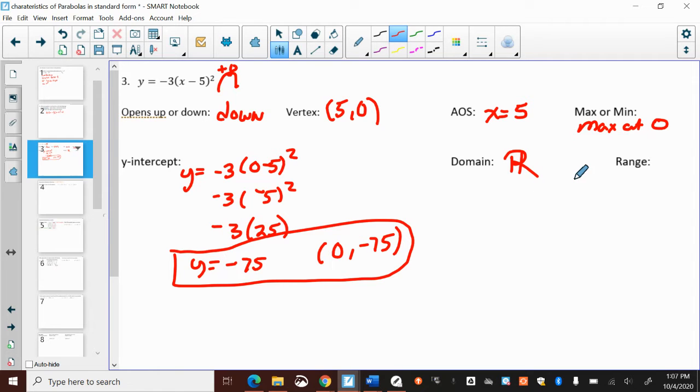And the range is from the maximum point, and since it's going down, it's going to be y is less than or equal to 0.